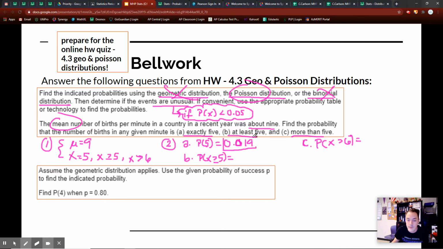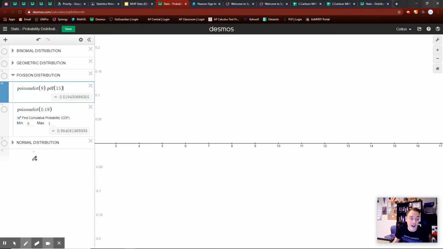Boom. So for B, it's greater than 5. Now that's going to be CDF, which means it's going to be cumulative. So greater than 5, I'm going to go over here and down here. So that means I don't want that. I want 9. Greater than 5. So that means my min needs to be 5, but then greater than 5, remember, I can leave it at infinity. So greater than 5, 0.945.